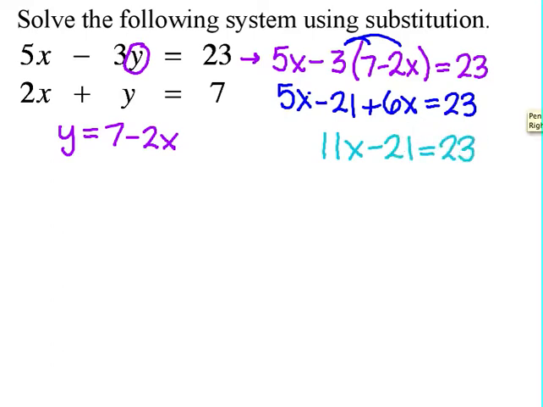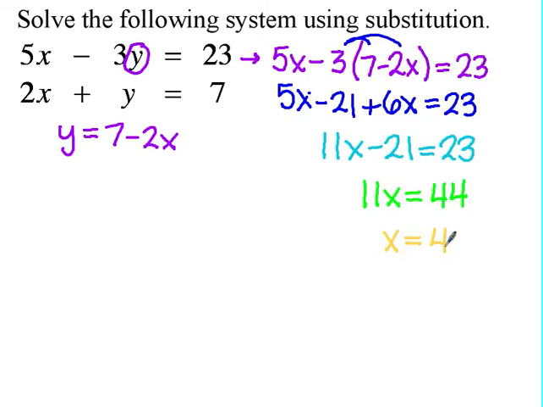Now I need to solve that for x. What do you need to do? Add 21 to both sides. So I get 11x equals 44. This one works nicely because it does come out to be an even number. What does x equal? 4.